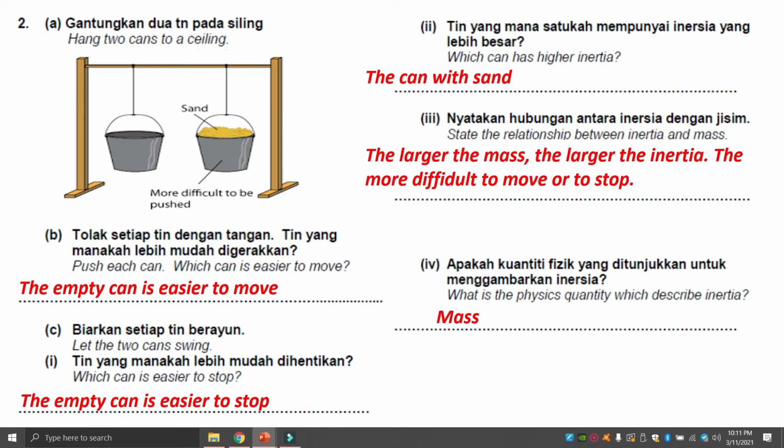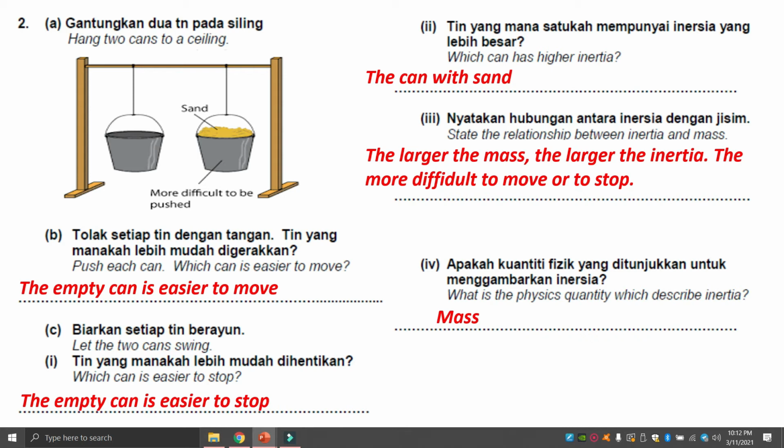For this topic there is no formula, there is no calculation. What you have to remember is the meaning of inertia: the tendency of an object to remain in its original state of motion, whether it's at rest or moving at uniform velocity in the same direction, unless there is an external force acting on it. It's a quite long meaning, but you have to remember.